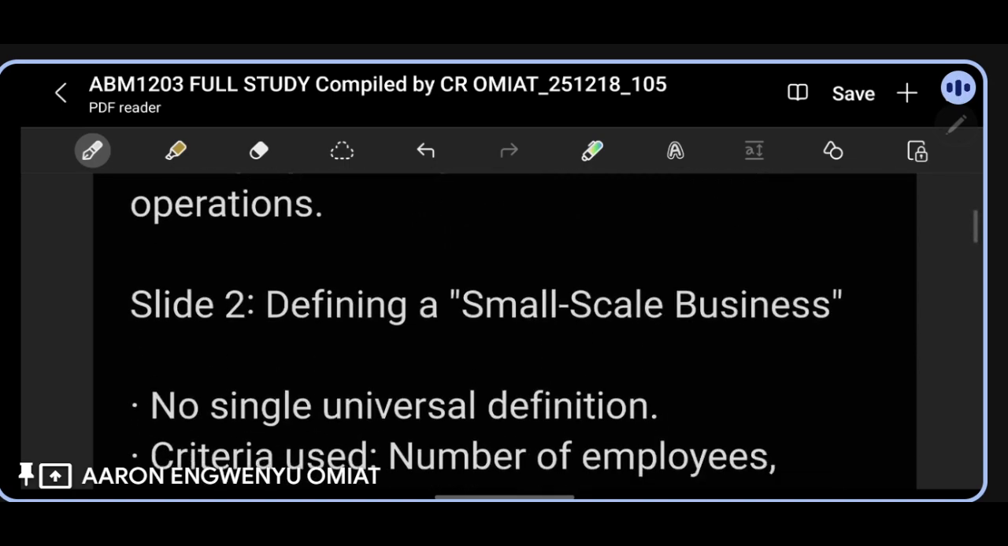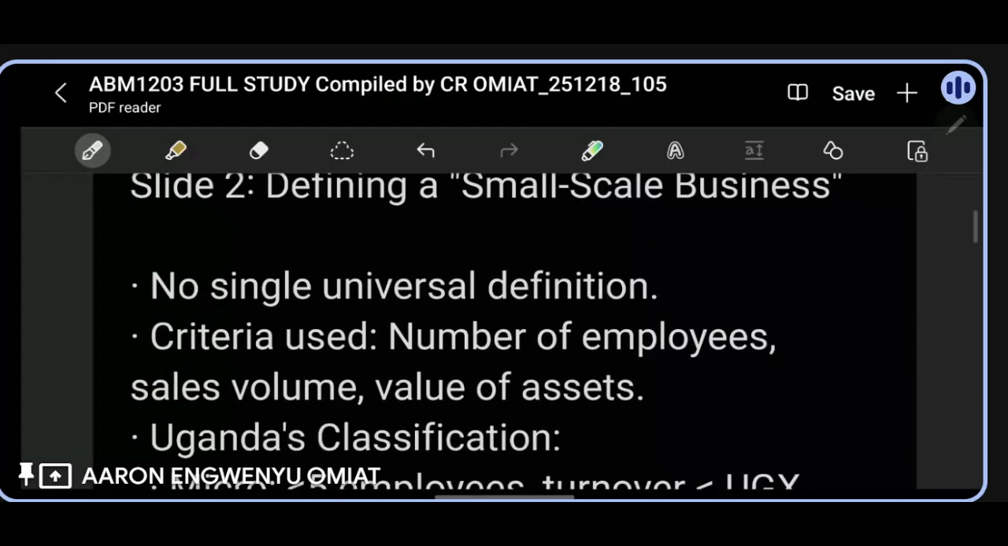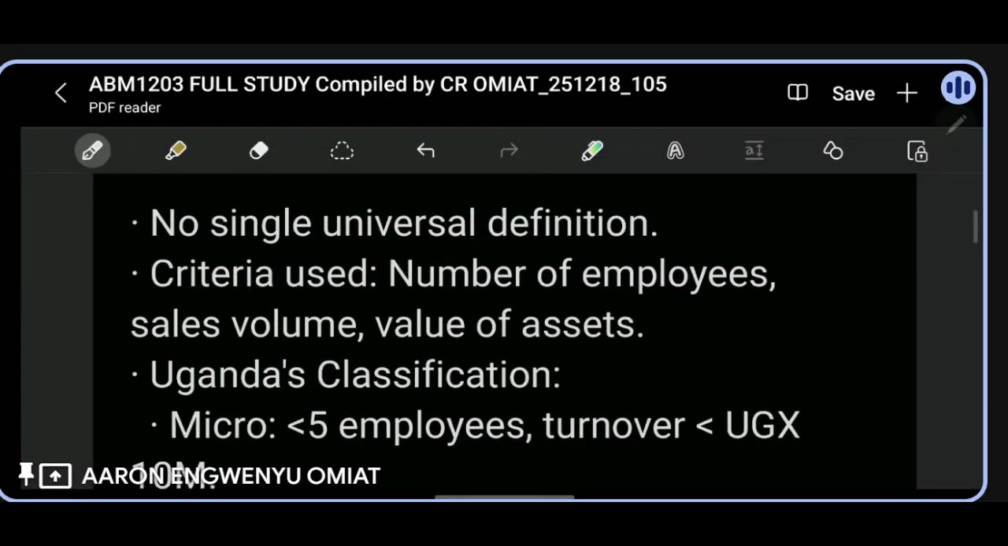So what is a small-scale business? There is no single universal definition. I mentioned this earlier. There are several criteria used. Number one is number of people. We will talk of sales volume, which is the same as revenue.